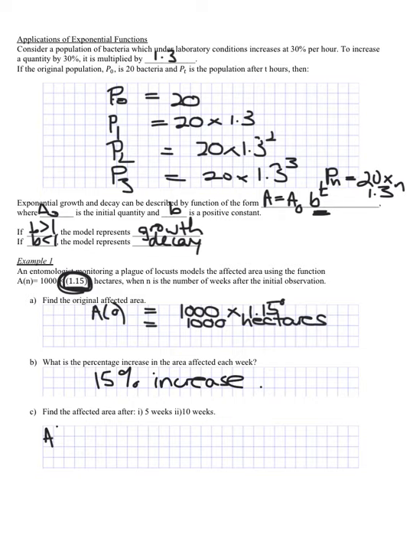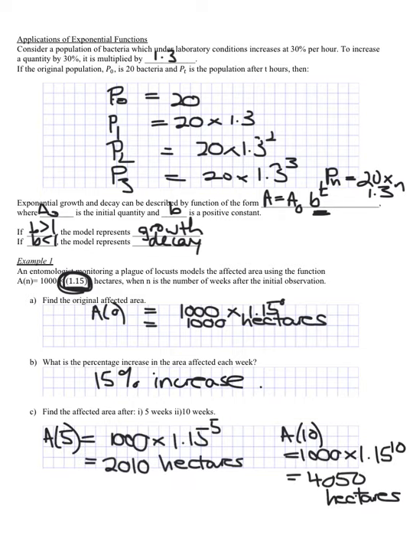Then we're asked to find the affected area after 5 weeks and then after 10 weeks. So after 5 weeks, we're going to substitute that in. Pause the video and have a go at doing it yourself. So hopefully you managed to substitute in 5 for time, and you got 2010 hectares, and then you substituted in 10 when we were trying to work out the 10 weeks. So that's a pretty standard example.